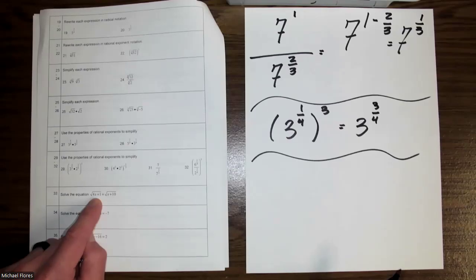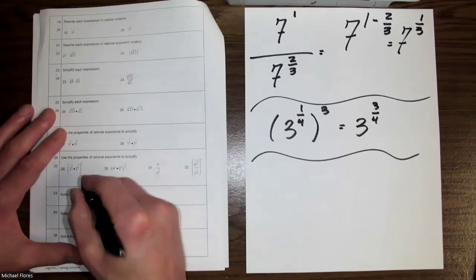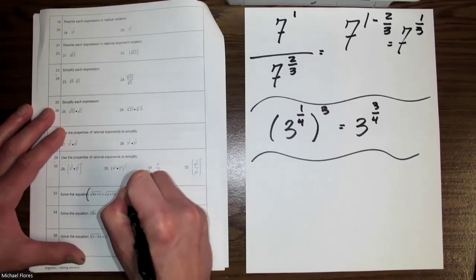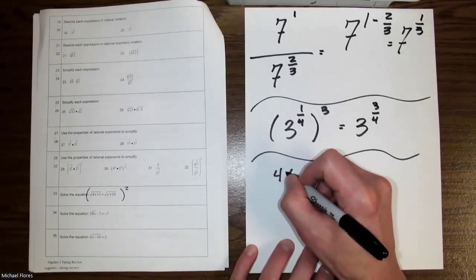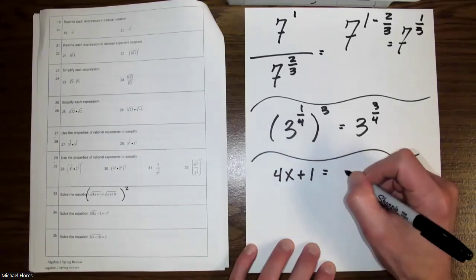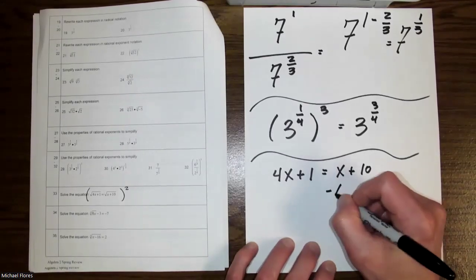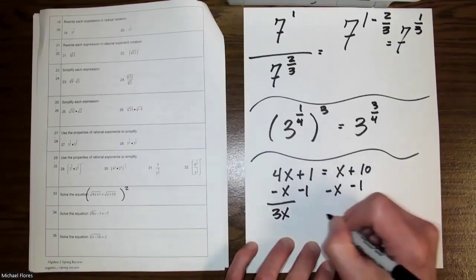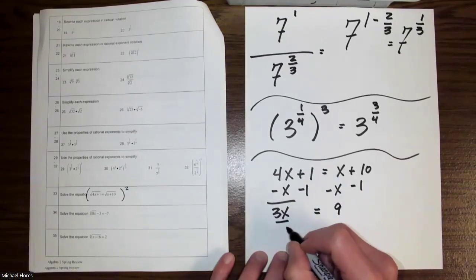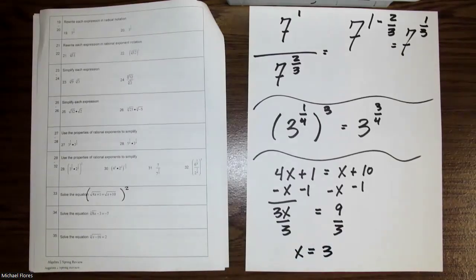Example 33. We have the square root of 4x plus 1 is equal to the square root of x plus 10. Now what we need to do is we need to square both sides of the equation. And if we do that, it's going to eliminate the square roots. And now we're going to solve for x. Subtract x, bring it over here. Subtract 1, bring it over there. Nine over 3 is 3.